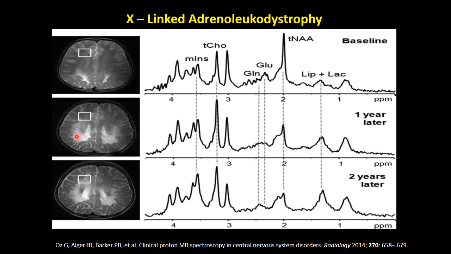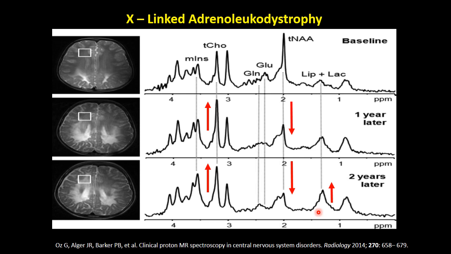1 year later, there is further progression of these signal abnormalities, and we see an increase in myoinositol and choline peak. Also, there is reduction of the NAA. 2 years later, there is further progression of these signal abnormalities with further increase in myoinositol and further reduction of NAA. A small lipid lactate peak is also seen.